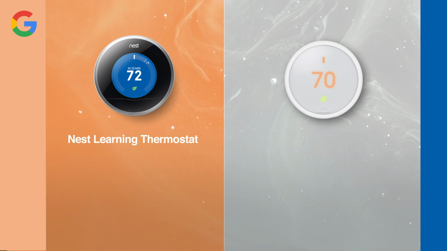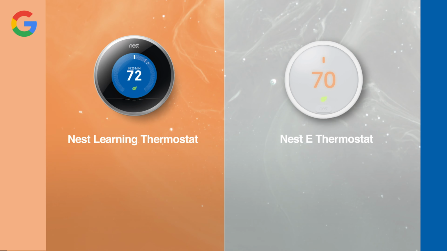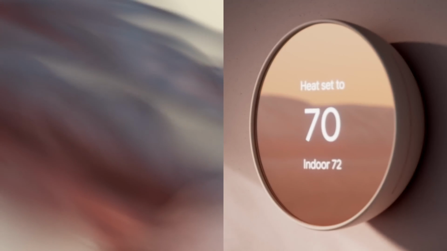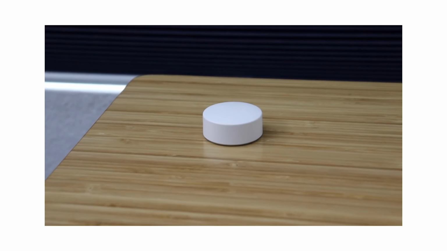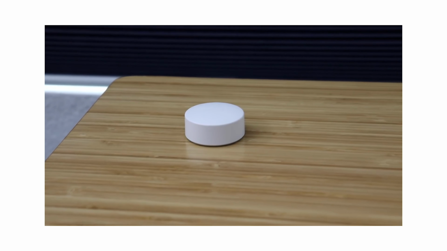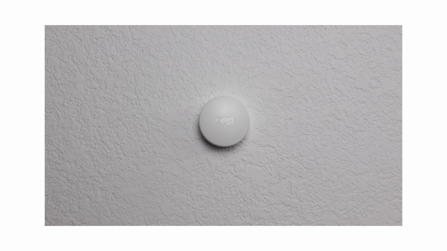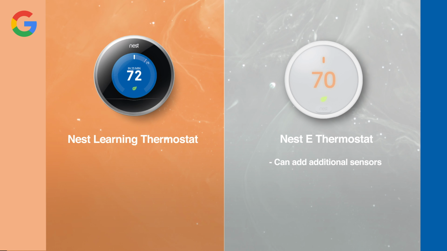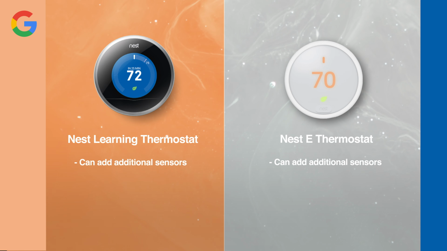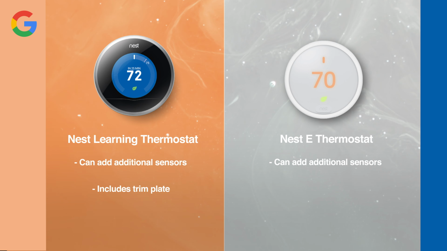Google also has two other thermostats in their line. They've got the Google Nest Learning Thermostat and the Google Nest E. The Google Nest E is the most like the one that we're looking at now, but it does have the additional capability of adding sensors that you can purchase for it to give you even more control of the temperature in your room. The Google Nest Learning Thermostat takes it to another level. It also includes a trim plate and it's got the full color screen on it as well.